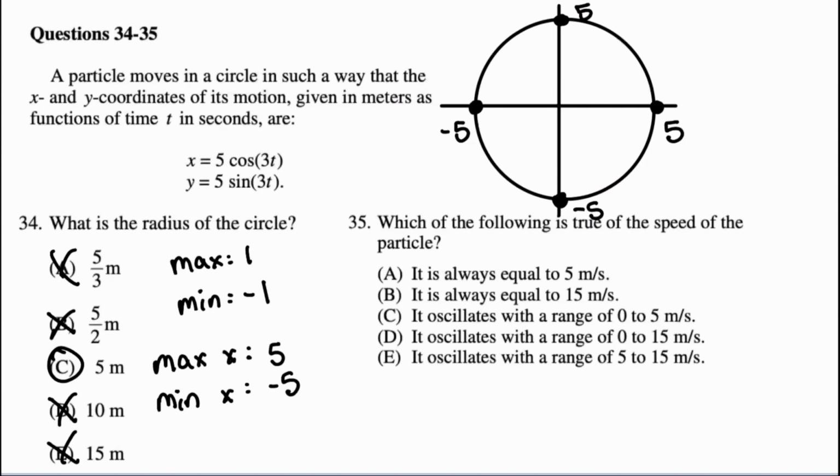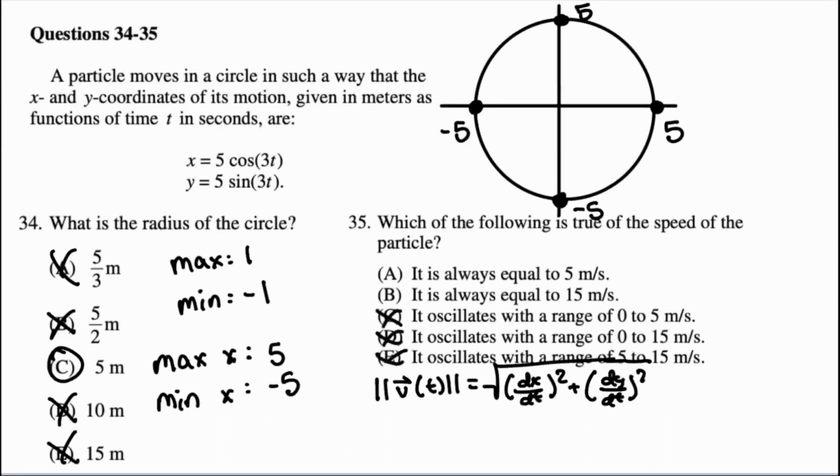Now, if you're taking AP Calculus BC, you might approach this differently than those who are not taking the course, because it is known that the speed of a particle is given by the square root of the derivative of x squared plus the derivative of y squared. And I just want to address that the speed of the particle will be a single number. It won't have a range. So C, D, and E are out.